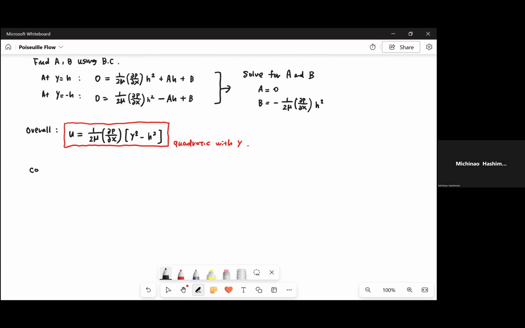Let me make a comment. One important part is that u is quadratic in y. We call this the pressure-driven flow. Poiseuille flow is often this parabolic profile.